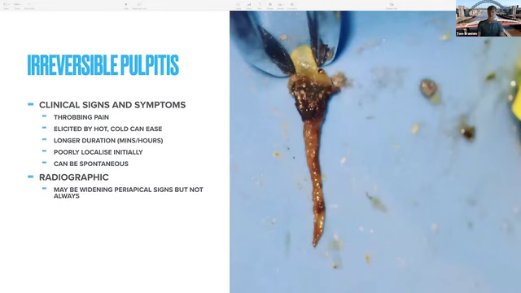Radiographically, you still might not see anything. Sometimes you will start to see apical changes, depending on how long the irreversible pulpitis has been there, but often you won't see anything apically. But these are ones where you may well see more of the cause of what's allowing the bacteria to get in there. Is it trauma? Is it caries? Is it large perio defects around teeth, etc.?